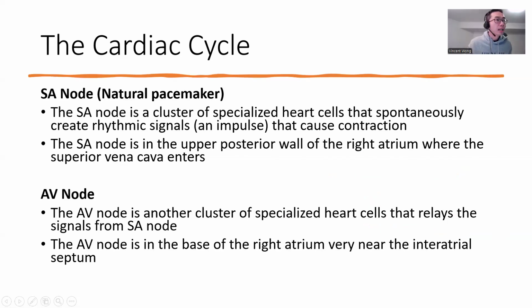There's a question. When it contracts, it pushes it out. When it relaxes, it fills up. Yeah, basically. It pushes blood out of the chambers, as opposed to when it's relaxing, it's going to be receiving blood.